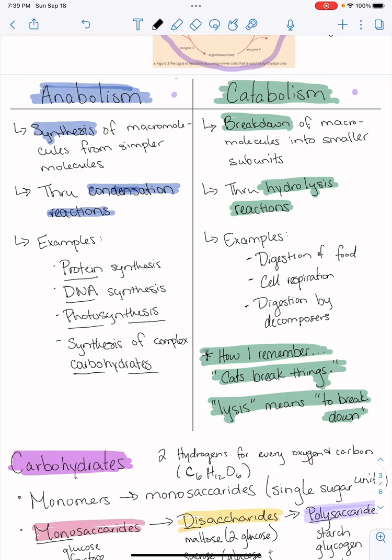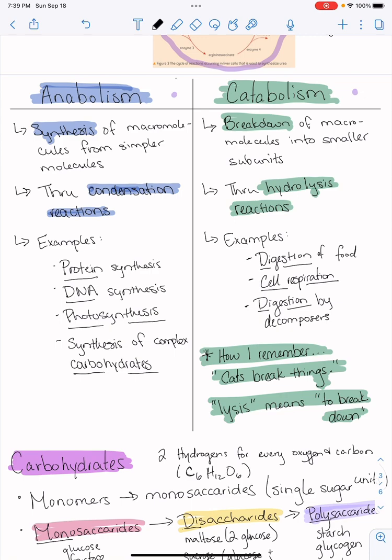So when we digest and break down our food, that's an example. Cell respiration is the breakdown of large storage molecules into energy. And then when decomposers digest and break down macromolecules into simple subunits, all of those are examples of catabolism.